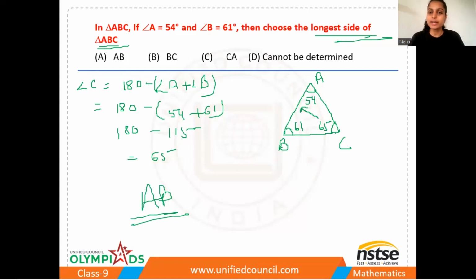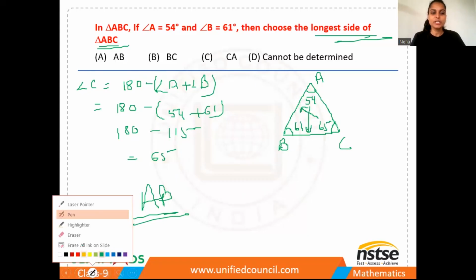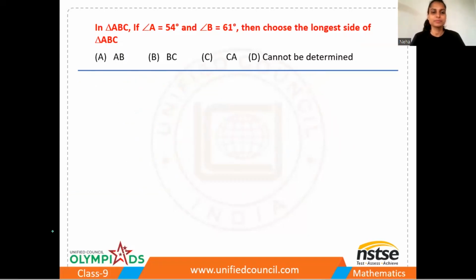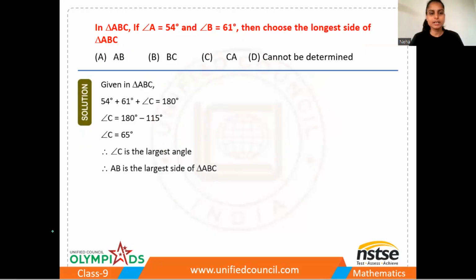And what is the smallest side, students? The smallest side is just opposite to the smallest angle. That means BC is the smallest side. Perfect. So this is how, my dear students, you can solve these types of problems. Alright, you can see the complete detailed solution.